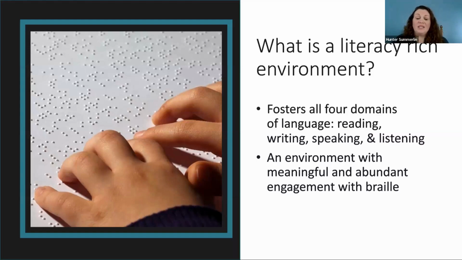so that students can explore various genres, not just in the library or during reading time, but throughout their day, and not just explore particular content, but content across all of the core areas, including science, math, and social studies.